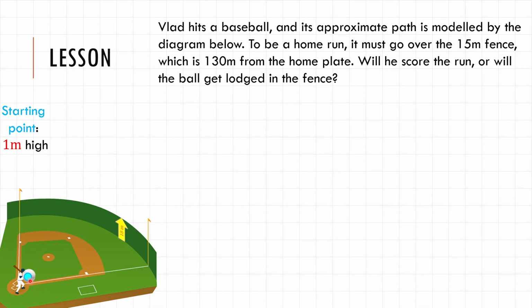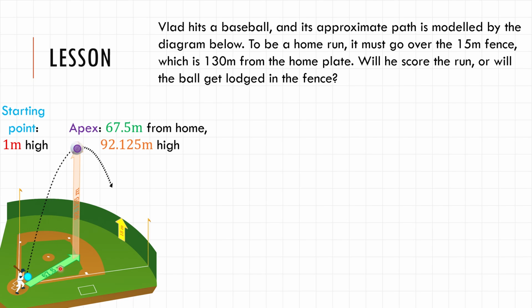And to hit it, its path is modeled by this diagram. So it's going to go up and come right back down. And that apex, that peak of the arc here, let's say that is 67.5 meters away from Vlad, if we're just going horizontally. And then from that point, if we go straight up, we might go up by 92.125 meters. So that's the highest point that the baseball goes.